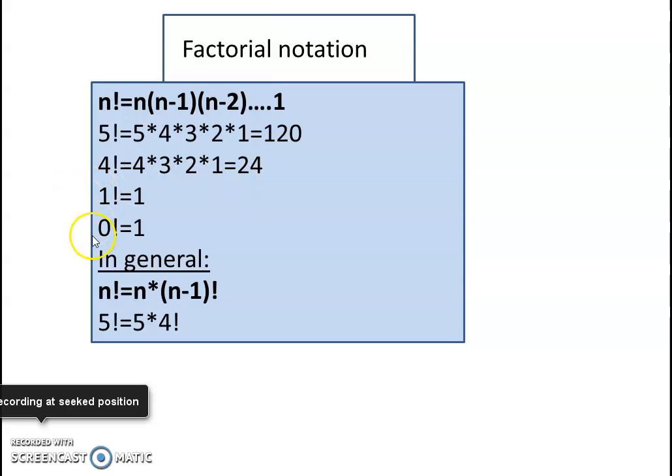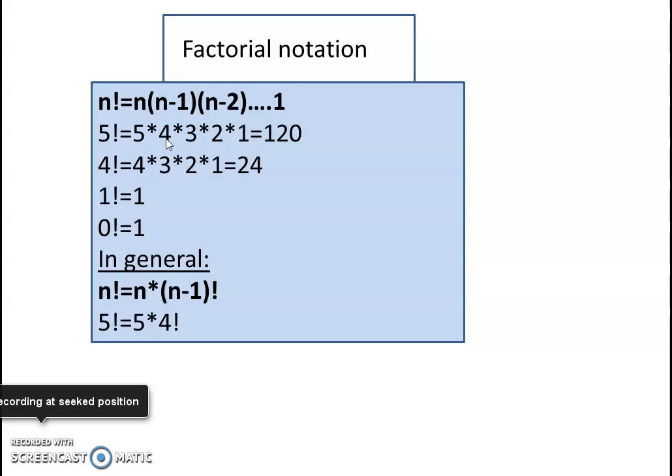Here we have some points that we need to notice. 1 factorial is equal to 1 and 0 factorial is also equal to 1. In general, we can also write n factorial equals n into n minus 1 factorial. For example, we can write 5 factorial equals 5 into 4 factorial. As you can see over here, 5 factorial is 5 into 4 into 3 into 2 into 1. So we can replace the part from 4 to 1 by 4 factorial. So this can be written as 5 into 4 factorial.